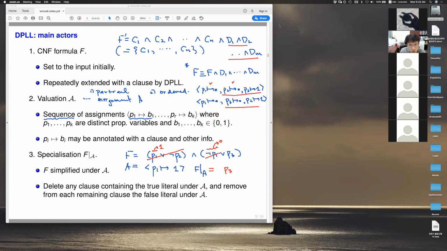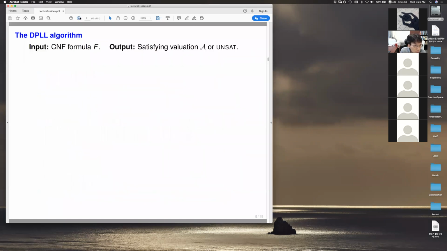Okay, so now next, I want to tell you how the actual algorithm works. I'm going to go through this algorithm multiple times, so if you don't get the idea now, that's okay. We're going to eventually get it. So the algorithm takes a CNF formula F. As I said, this formula is going to be changed throughout this algorithm, but it's initially set to the given CNF formula F. And then the output is either some valuation that makes this formula F true under simplification, or we say that this formula is unsatisfiable.